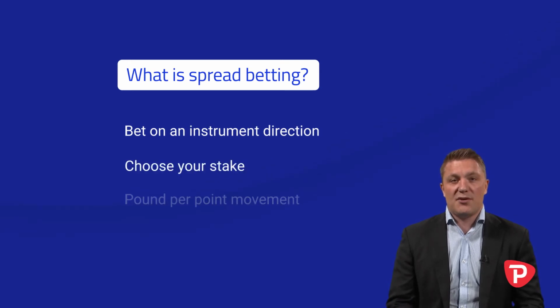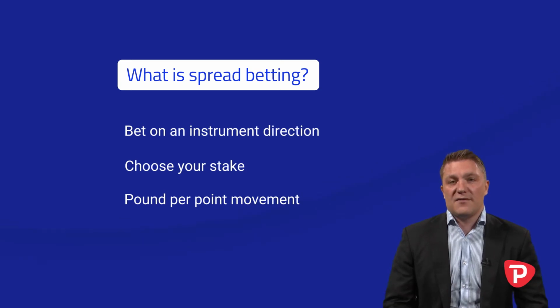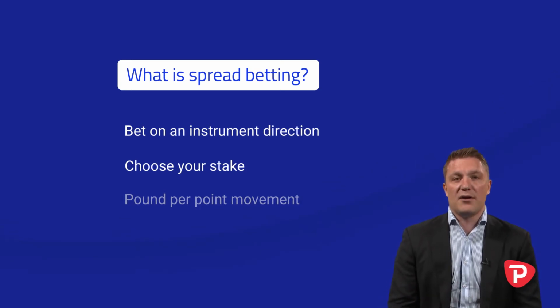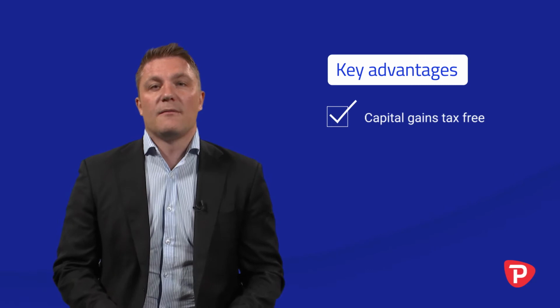For example, if you believe that the dollar yen is going to go up, you would be buying that and you choose your stake or your pound per point movement. And then if that goes up, effectively each pip or each point that goes up, you'll be making that stake.